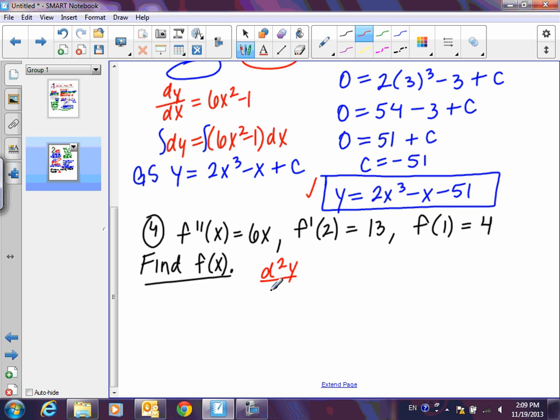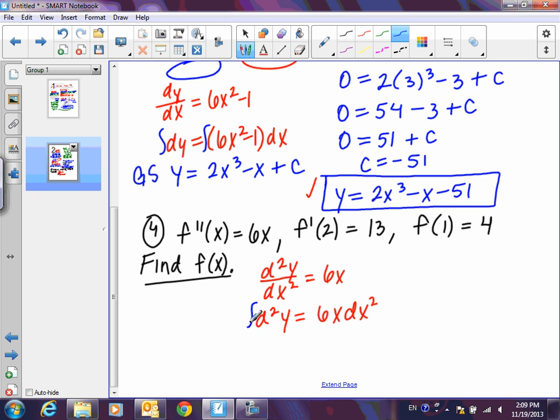d squared y over dx squared, and that's going to equal 6x. Okay, what do I do now? So I have d squared y equals 6x dx squared. And now I'm supposed to integrate.